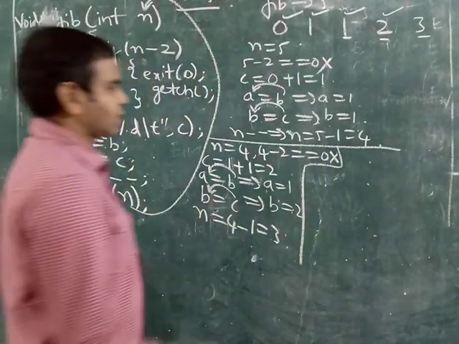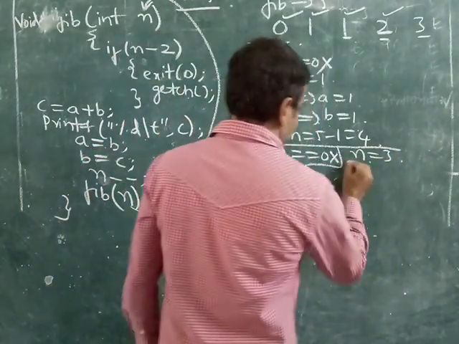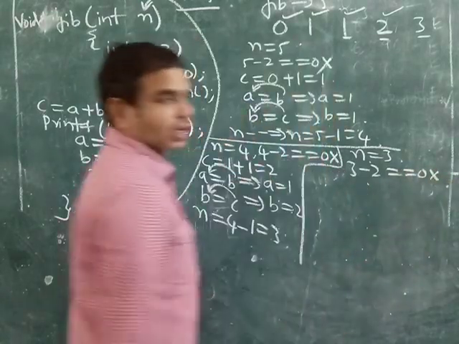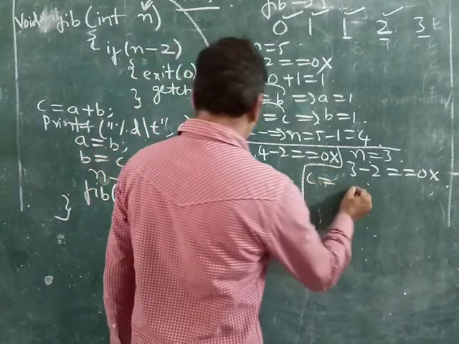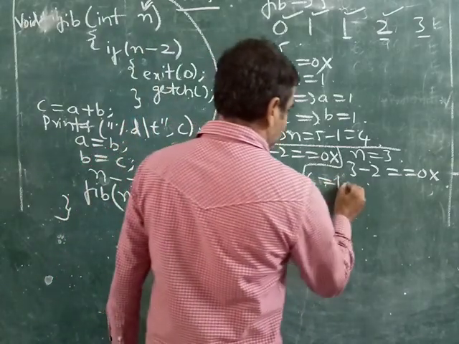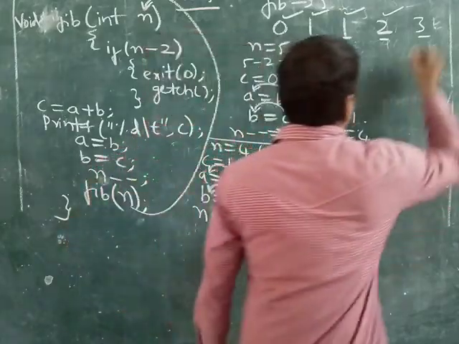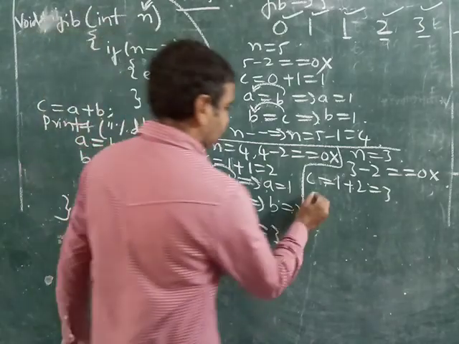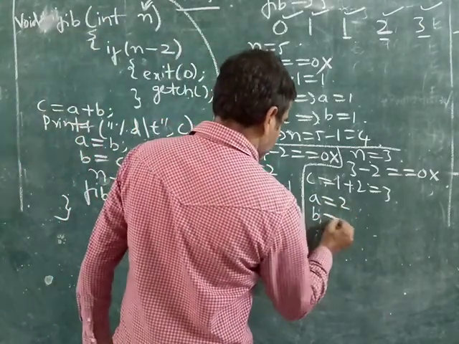Now the cursor comes with n value equal to 3. So 3 minus 2, 3 minus 2 is equal to 1. Condition false. If the condition is false, the cursor comes here. C is equal to A plus B. What is the value? A is equal to 1, B is equal to 2, 1 plus 2 is equal to 3. So we are printing the C value. C value will print. Cursor comes here. Then A is equal to B. A is equal to B means what is the B value? B is equal to C. C value is 3.